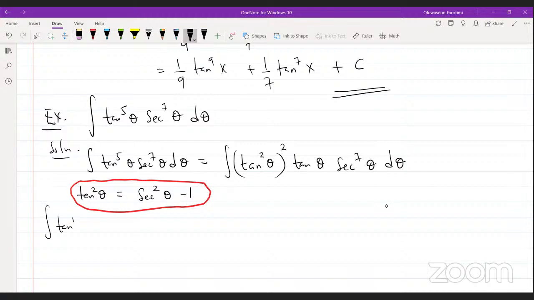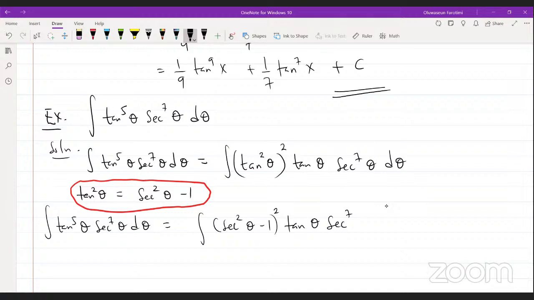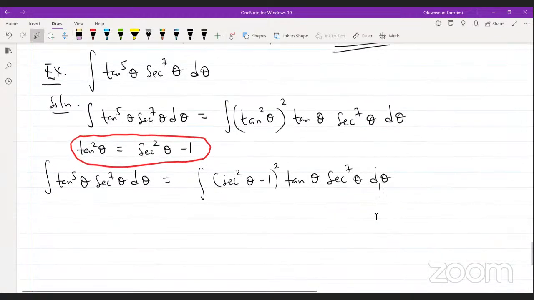So right now I have tan to the 5th power of theta secant 7 theta d theta. So this is going to be secant squared theta minus 1, just plug it in, then you have a square here. You have a tan theta secant to the seventh power of theta. I can break it down, but let's leave it like this for now. So what do we do, guys? What's the next thing we do? We think about the use of u.